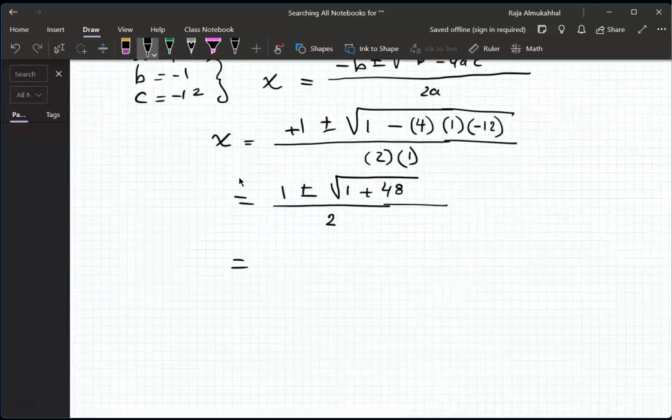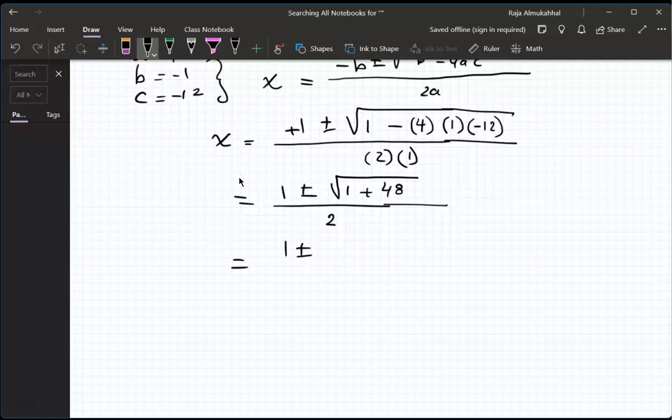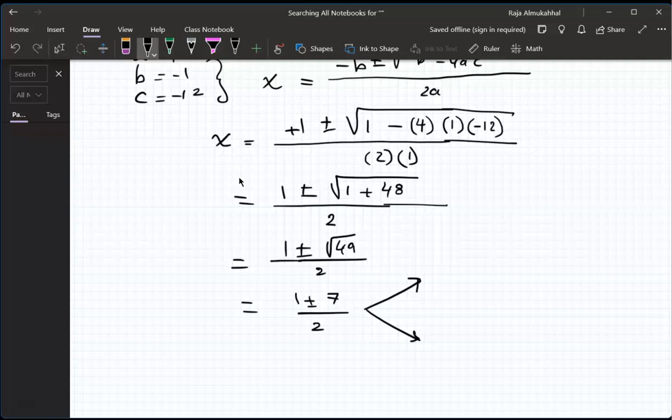And reducing it further, 1 plus or minus the square root of 49, over 2. One more: so 1 plus or minus 7 over 2. As you can see here, we have 2 answers, and we have to pick one of them. Remember, as I told you, most of the time, not all the time, one of them is correct. Sometimes both are correct, but if one of them is negative and you are solving for time, you just ignore that negative time. You see what I'm saying?